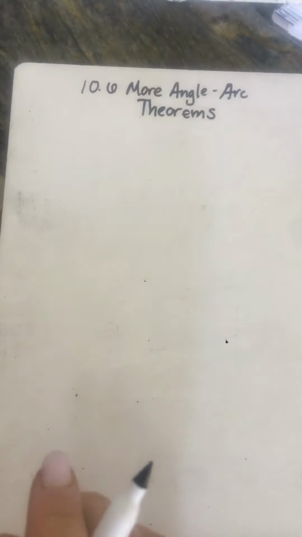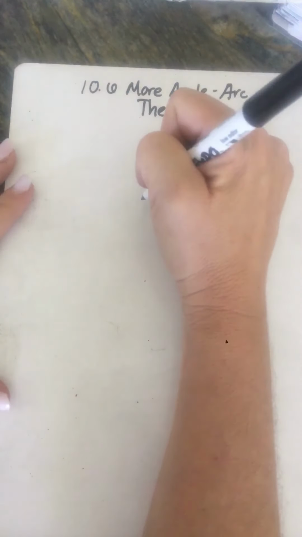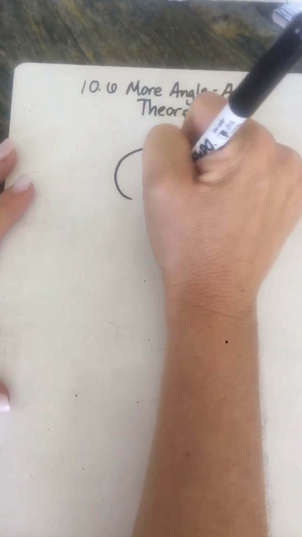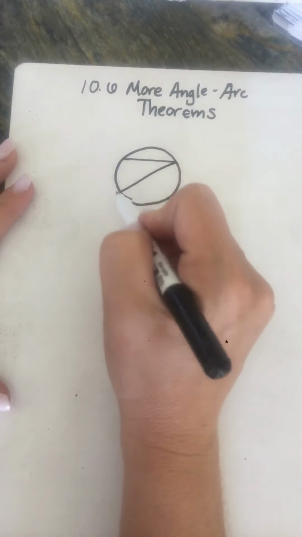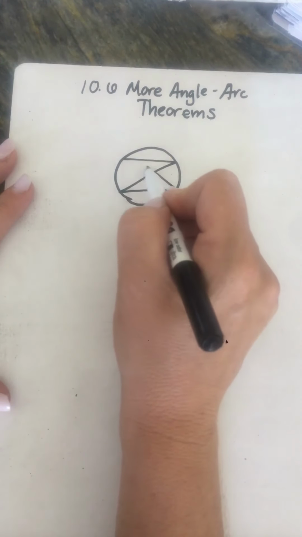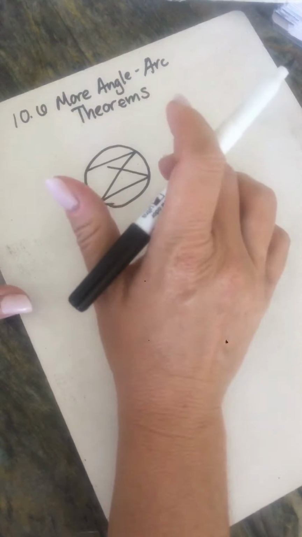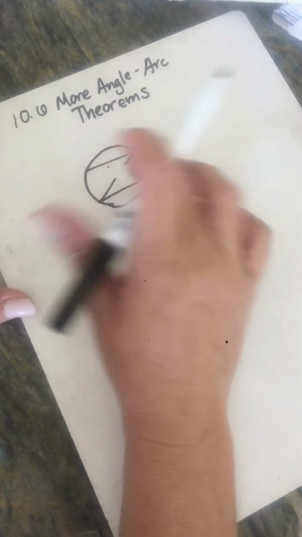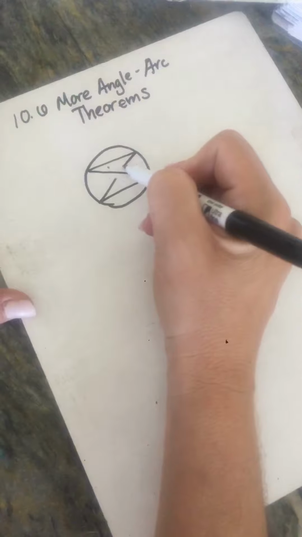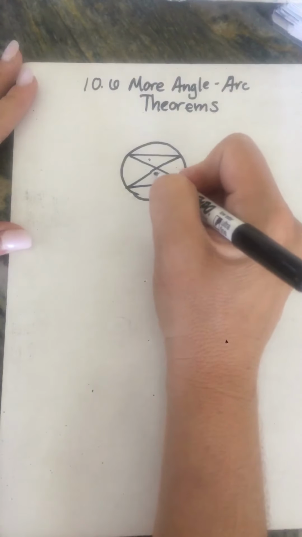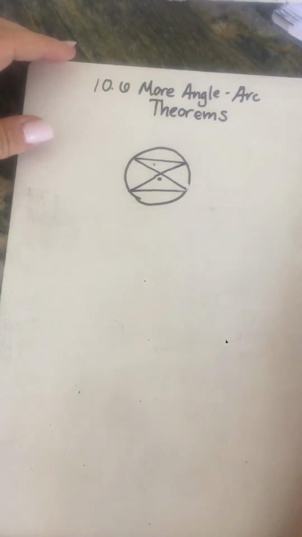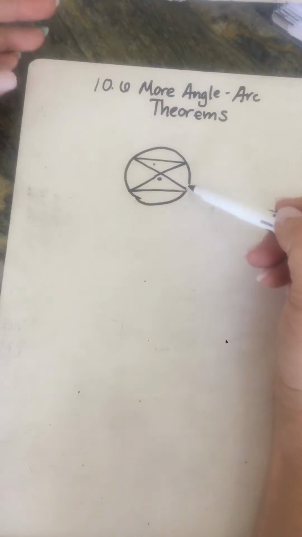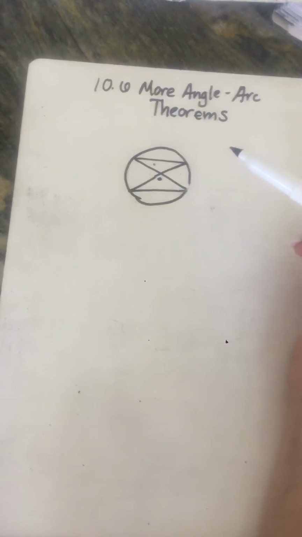All right. So let's take a look at this picture. And let's say we've got this. Let's do this. There we go. And this is not necessarily, let's say it's not the center where the lines intersect. So we have some inscribed angles.